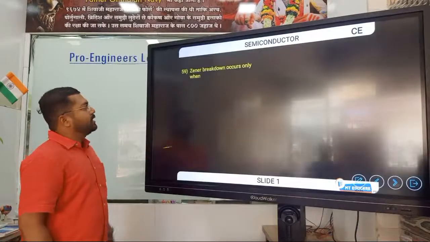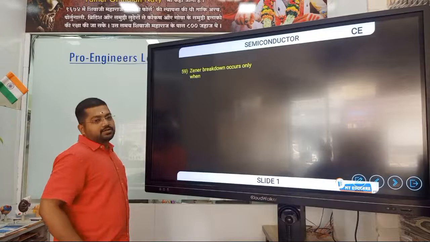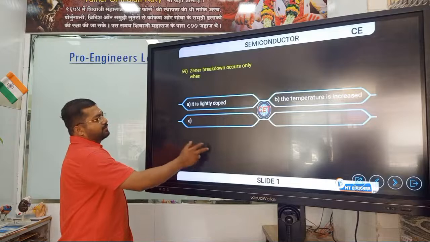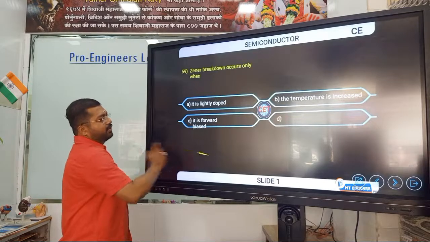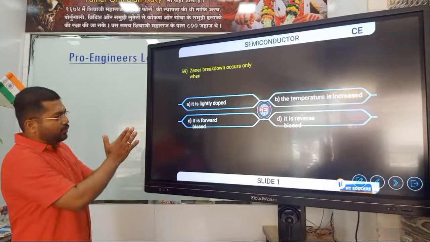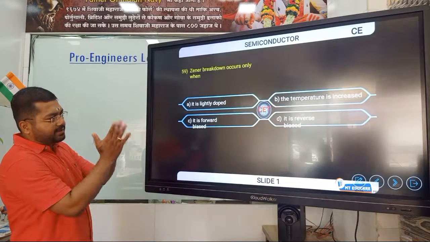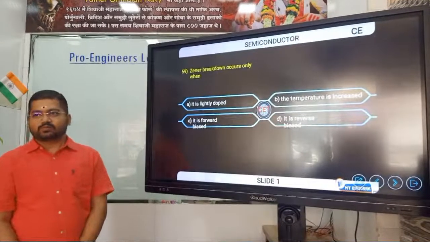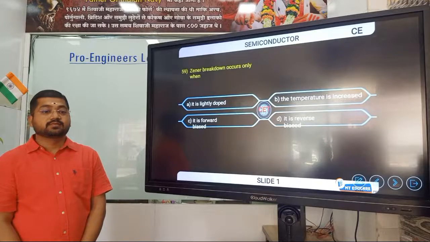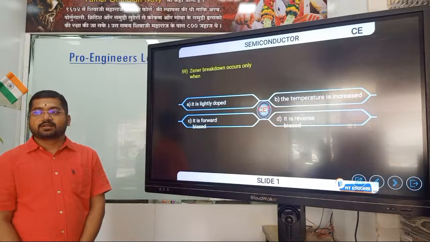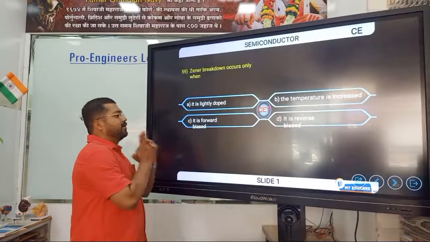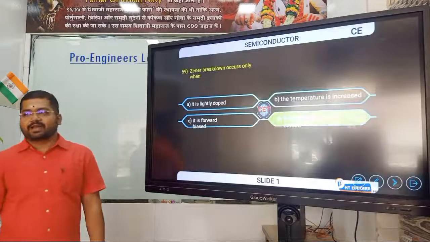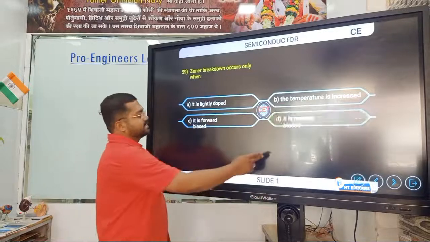Okay, अगला सवाल, Zener breakdown occurs only when? Very simple question it is, but before answering please pay attention on the options. It is lightly doped, it is forward bias, the temperature is increased, and it is reverse bias. Yes, option D, reverse bias. कंप्यूटर जी कृपा करके हमें आंसर बताएं, और ये आपका सही जवाब है ऑप्शन डी, it is reverse bias.